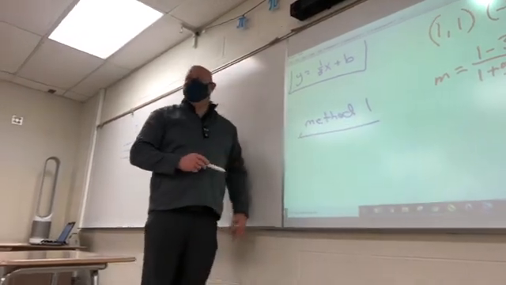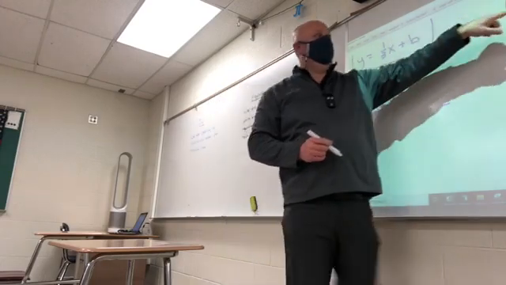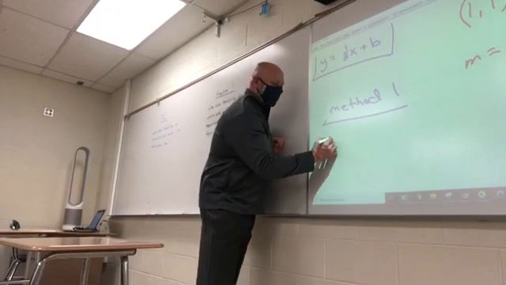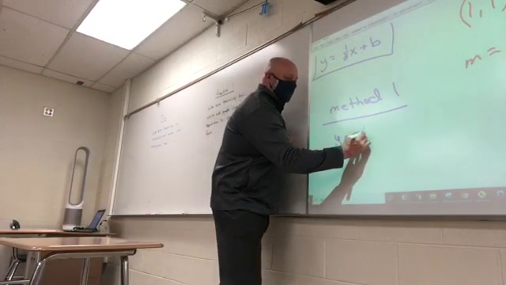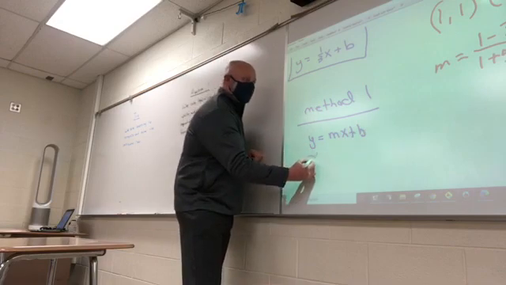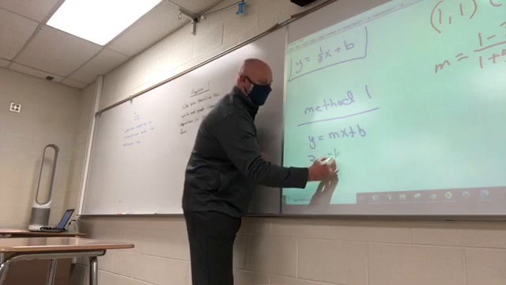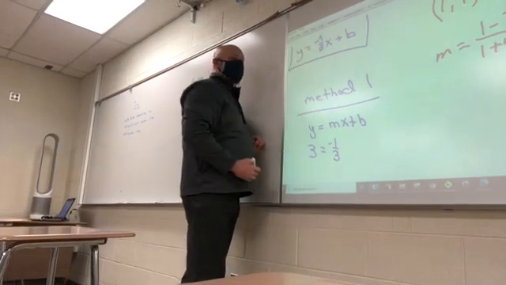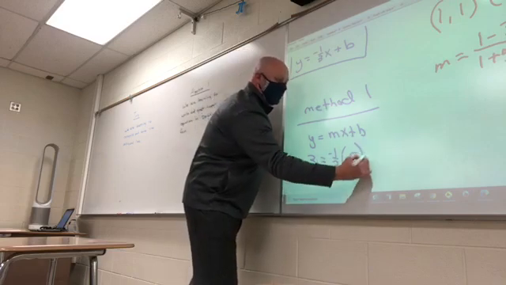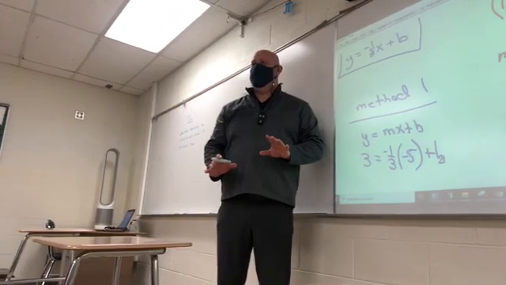I can use method 1, that we learned yesterday or last week, where you pick a point. Let's use the -5, 3. And I plug in everything I know into y equals mx plus b. I know the y is 3. I know the m is negative 1/3. I know the x is negative 5. And I solve that for b, right? That's one method.